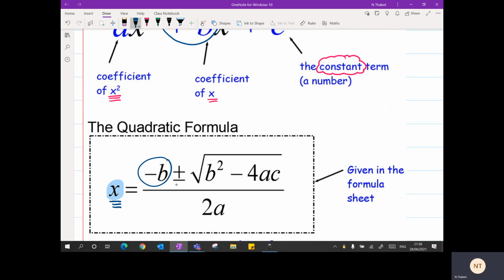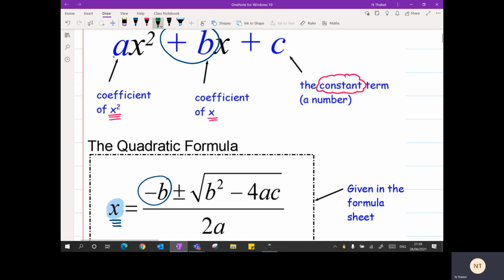Plus or minus means one time you're going to type it with a plus, or you're going to calculate it with a plus. The next time you put it in, you're going to use a minus. You don't use the plus and the minus at the same time. But we have the plus and the minus because there are two answers. And that's how you get the two answers. One time you calculate by adding, another time you calculate by subtracting. And then it's the square root of b squared minus 4 times a, which is the coefficient of x squared, times c, all divided by 2a.